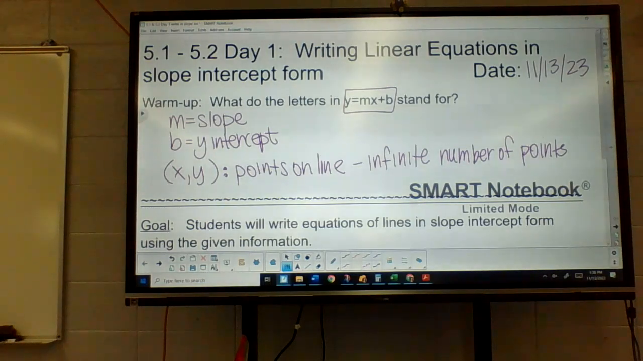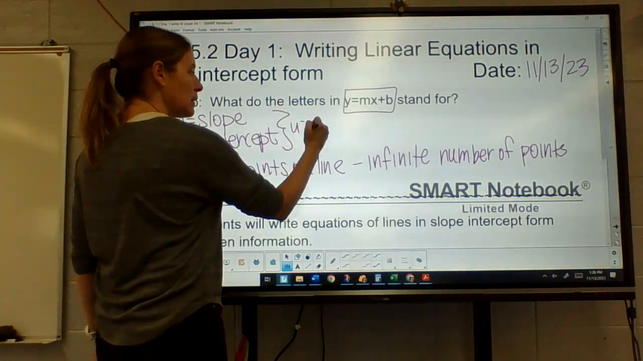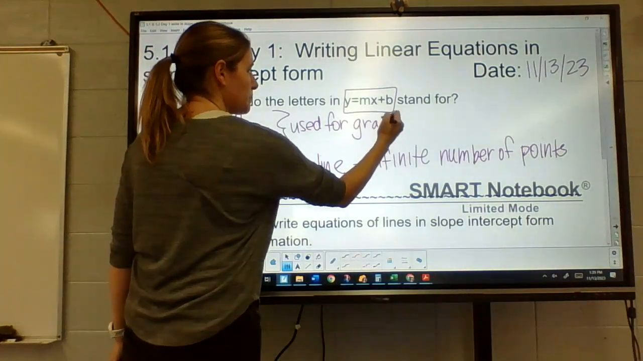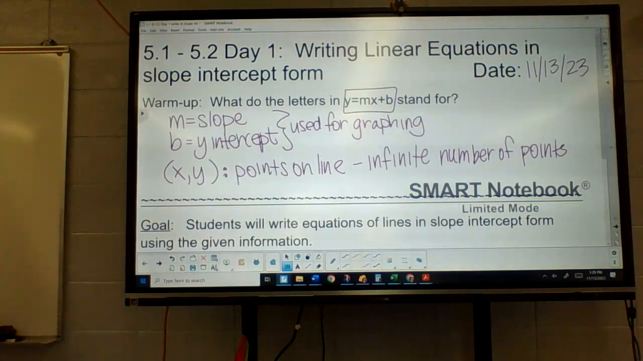So we're going to talk about those today. Now the m and b are needed for graphing. So we use these for graphing. And again, we're going to use this equation throughout this whole chapter.